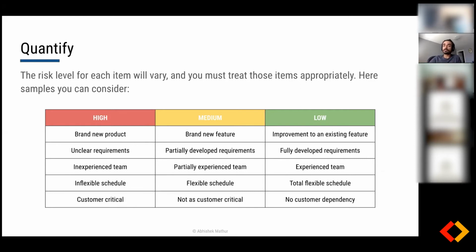Is something customer critical? They're relying on it and they need it by a certain time. Something could be not as customer critical, or there could be no customer dependency. So each of these things really change the amount of risk that occurs within a product. And that's what you need to do as a product manager, is to identify and quantify that.